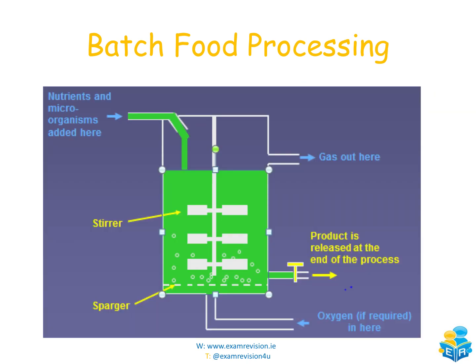So this is just an example of batch food processing in action. Over here on the left hand side, this all here is our bioreactor. The nutrients and microorganisms will be added in here. This is going to stir it around. Eventually the product is going to be released, and it's really important that the excess gas is somewhere that it can escape to. The product will be released, and then the process is over. If oxygen is required, there will be an inlet there as well to allow the oxygen to go in.